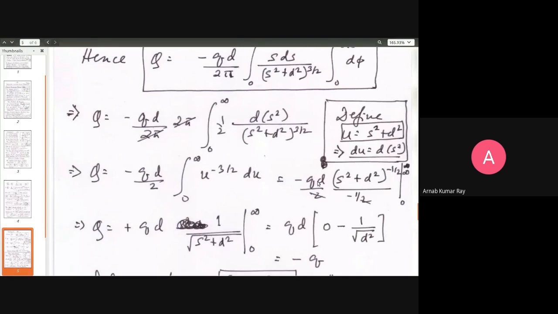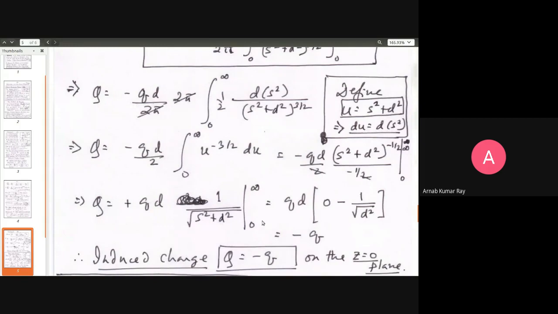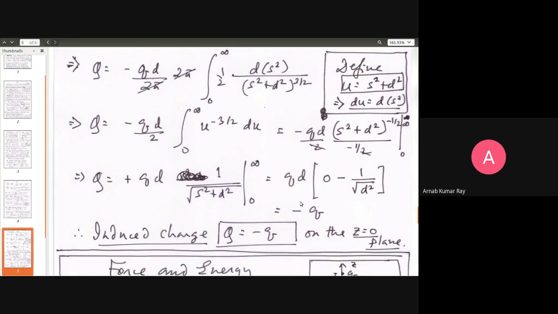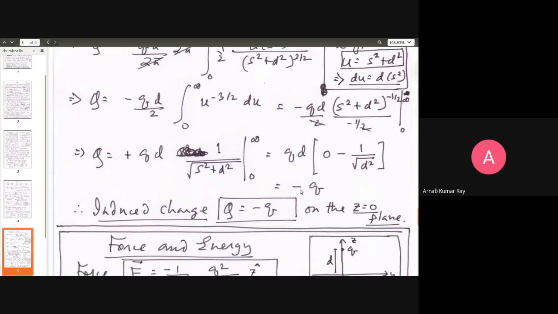And you'll just have qd. And here it will be 1 by s squared plus d squared going from 0 to infinity. When you put the upper limit infinity, infinity squared, infinity of course. So putting the upper limit, it will be 1 upon infinity, which will be 0. And putting the lower limit, s equal to 0 will give you minus 1 upon square root of d squared. And the square root of d squared will give you d. That d and this d will cancel, and you'll have minus q.